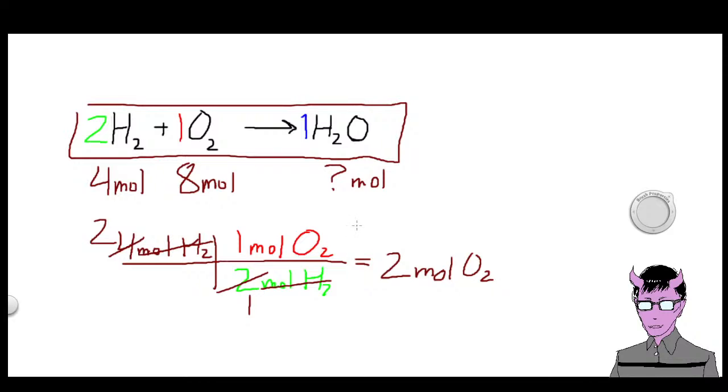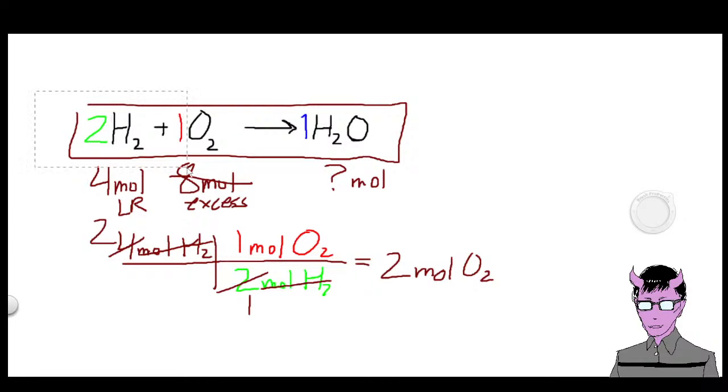What does that mean? That means that that's how many moles of oxygen we will need to use up all 4 moles of hydrogen. Do we have enough? We have 8. We actually have 8 moles. We need only 2 moles. So yes, we have more than enough. So this is called the excess, as before. And then this one is called the limiting reagent.